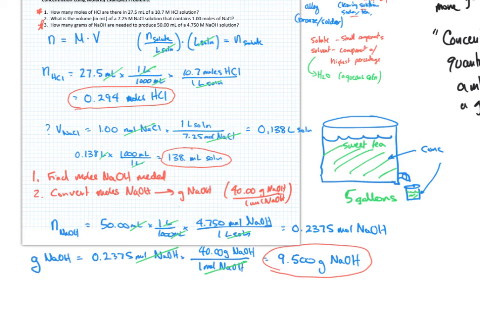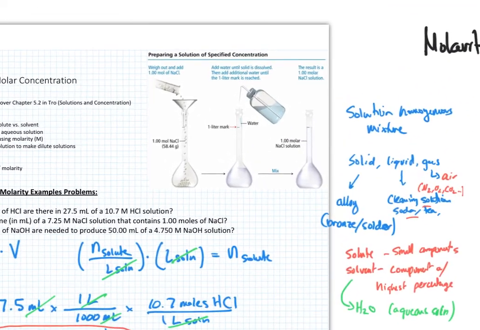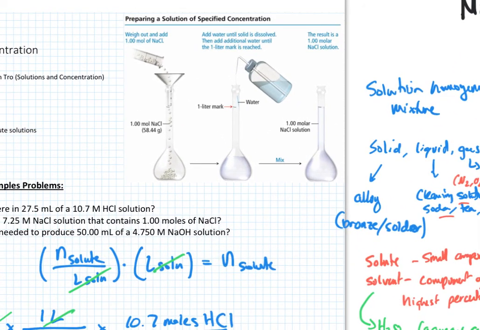But what does it mean? What does it mean that I have 9.500 grams? Okay, let's take a look at the top here in this figure that I included. This is not for this particular example, this is for a different example, but we can use this for this example. So what we would do is we would weigh out 9.500 grams NaOH, and then we would pour those pellets into a graduated cylinder. Graduated cylinders are designed to have a specific volume. In this case, the one we want is a 50 milliliter graduated cylinder.